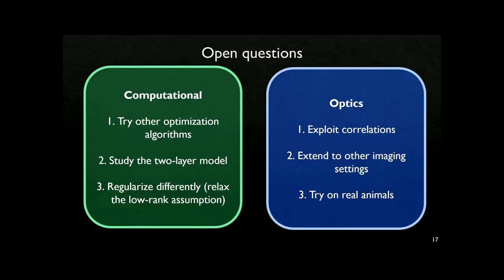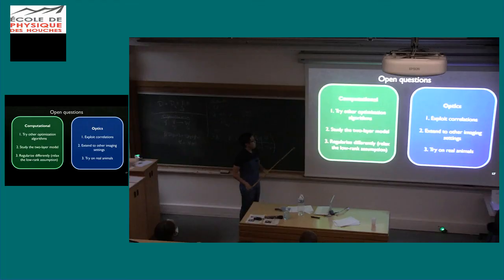Okay, so let me conclude. We have seen how to solve a two-layer neural network that appeared in optics in order to have deep fluorescent microscopy. And there are a lot of open questions. So for example, we could try other optimization algorithms. This one was the first one that we used because basically we are putting together different algorithms that we know work robustly when we have a lot of noise. Then how do we use other optimization algorithms? We could try them. The two-layer model, we don't know how many patterns we need to send to solve it.